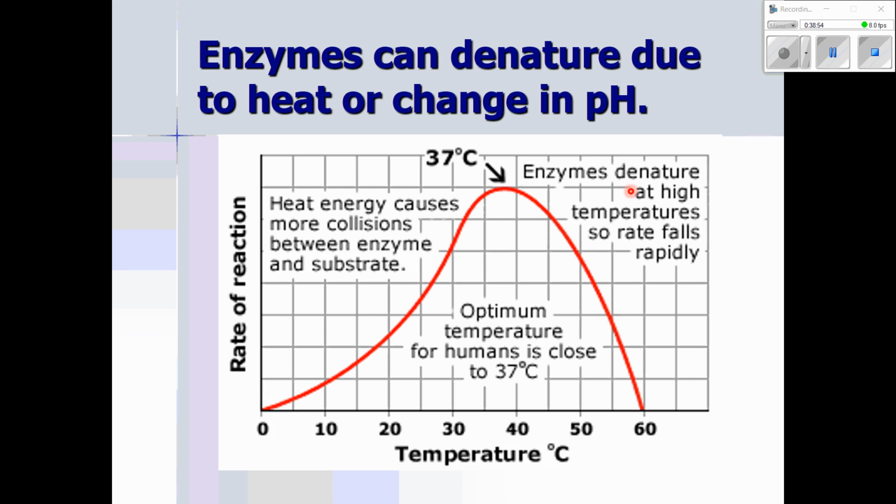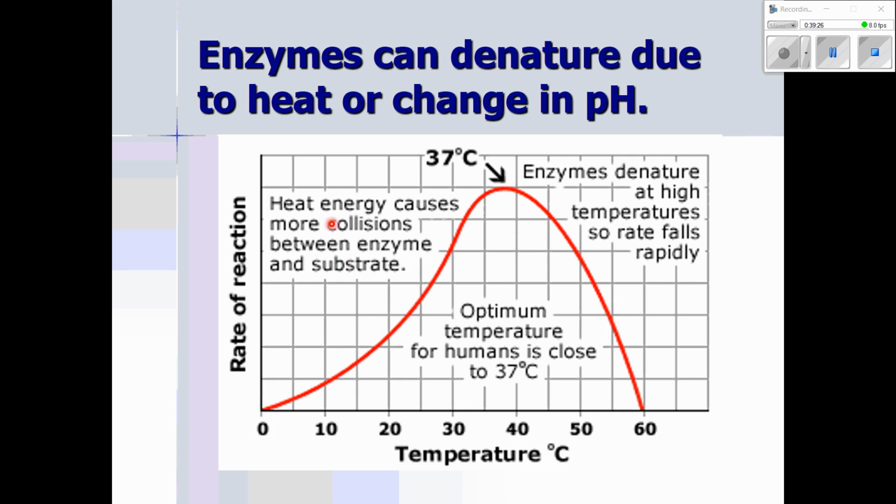So notice this is apparently a human enzyme, and we're measuring how fast the enzyme is doing the chemical reaction at different temperatures. So at really cold temperatures, the chemical reaction is really slow. As the temperature warms up, 10 degrees Celsius, 20 degrees Celsius, 30 degrees Celsius, notice the rate of the reaction speeds up. It gets faster.